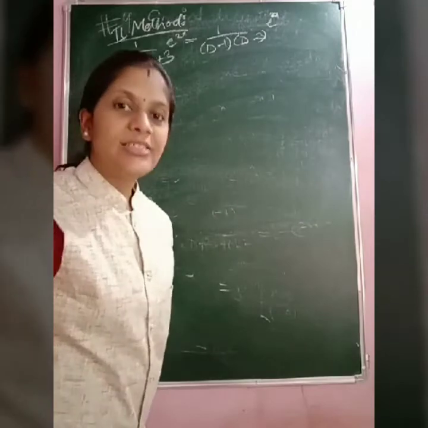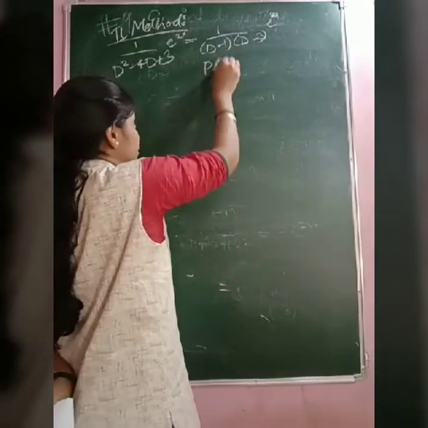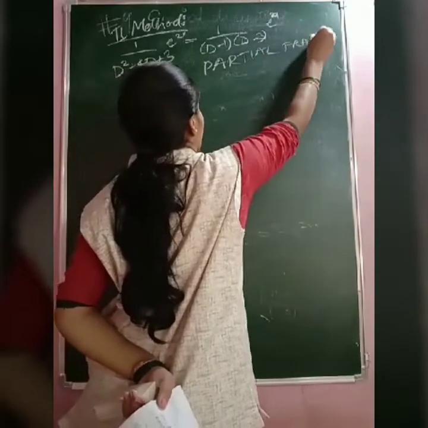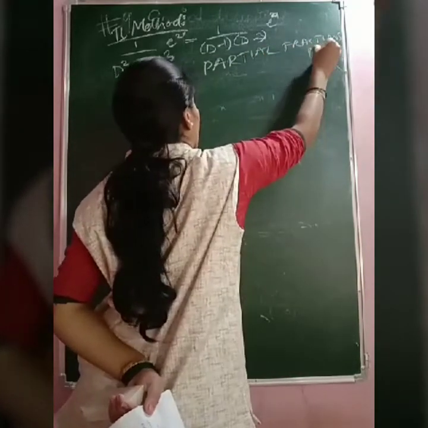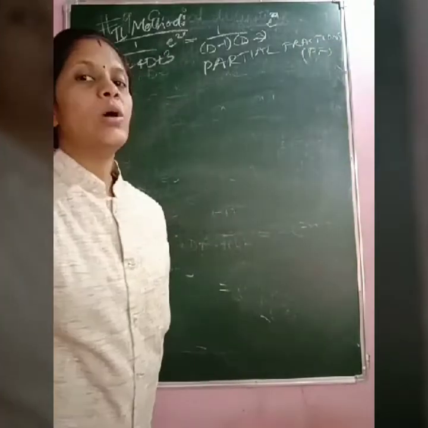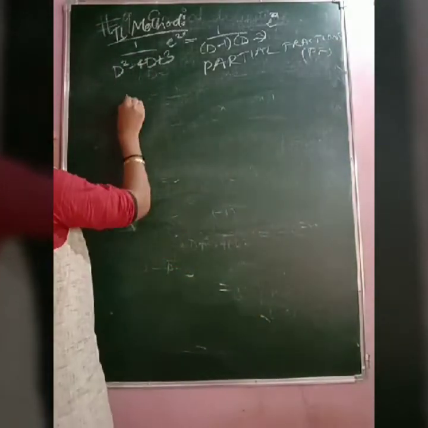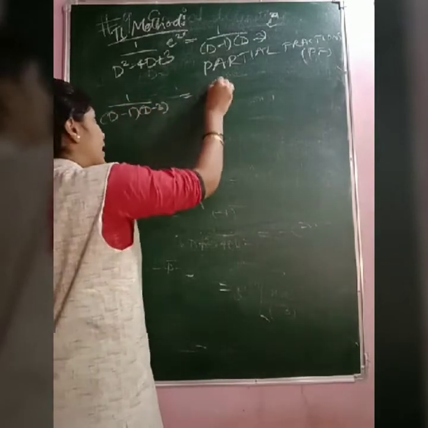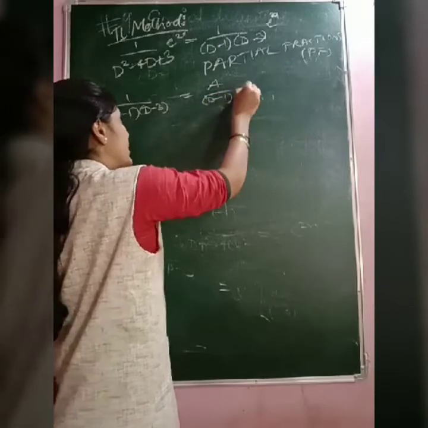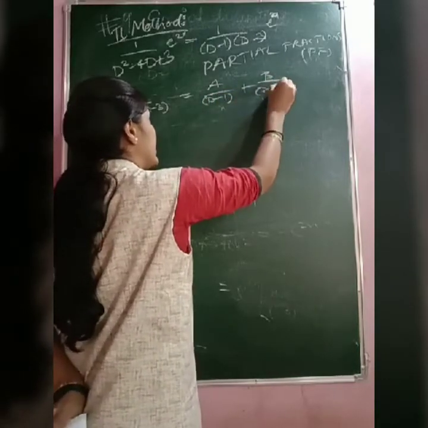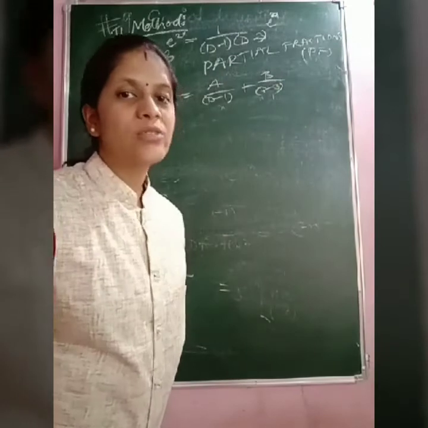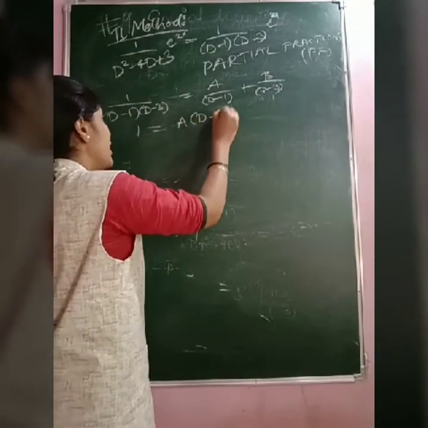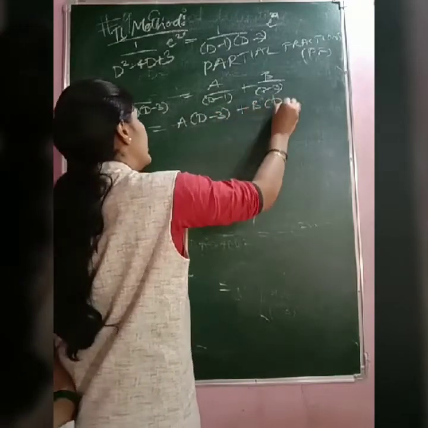So using partial fractions we are going to solve now. Let 1 by D minus 1, D minus 3 equal A by D minus 1 plus B by D minus 3. Multiplying by D minus 1, D minus 3, that gives 1 equals A into D minus 3 plus B into D minus 1.